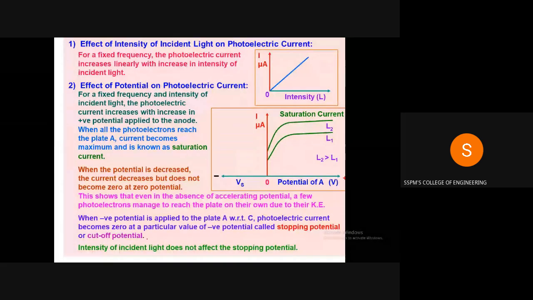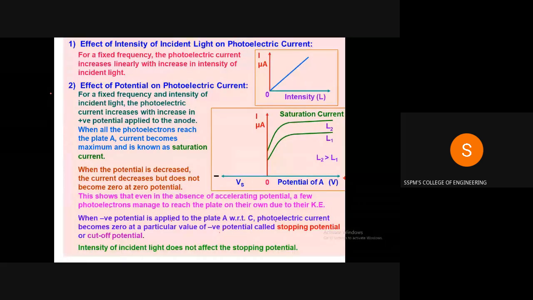Okay, what is stopping potential? Stopping potential is when negative potential is applied to the plate with respect to C, the photoelectric current becomes zero at a particular value of negative potential called stopping potential or cutoff potential. Okay, so first definition we have said about threshold frequency, second one that is work function, and third one stopping potential.